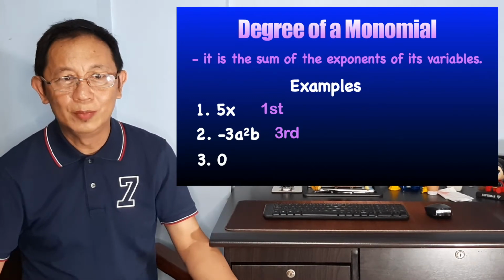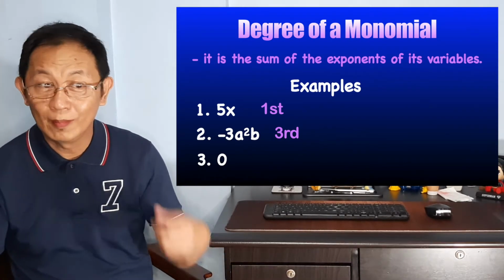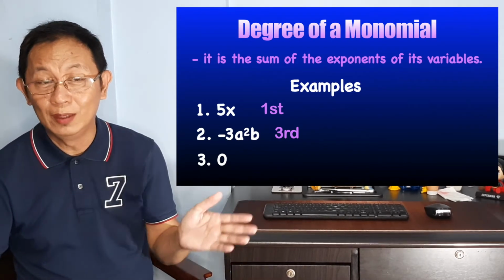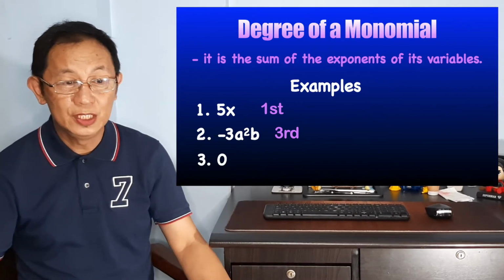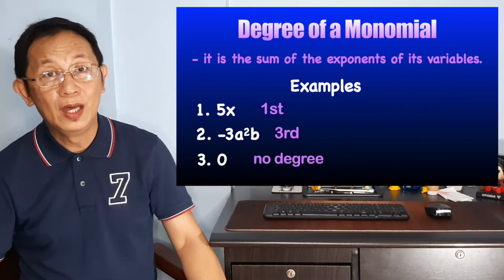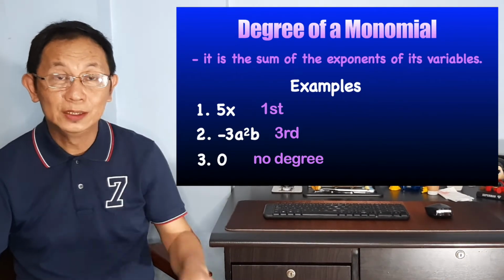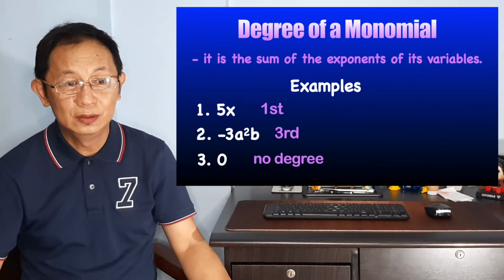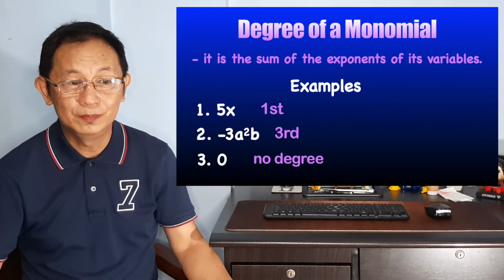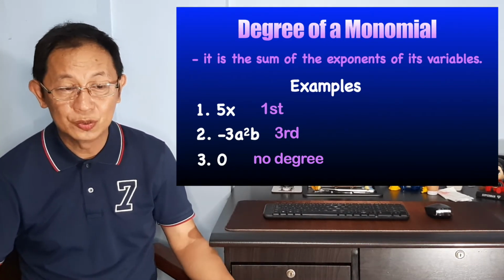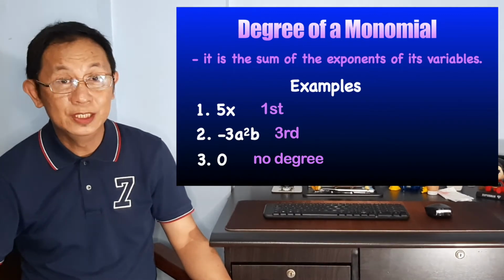Hindi lahat ng walang variable, walang degree. Yung ibang may variable, walang variable, may degree. Except 0. So, 0 is the only number na walang degree. So, 0 has no degree. I hope clear yan, no?